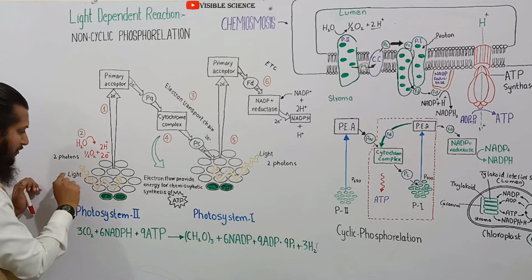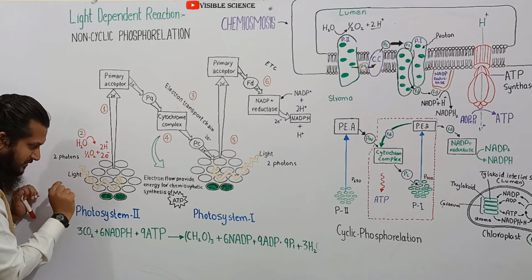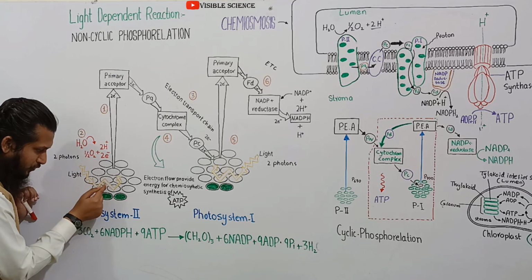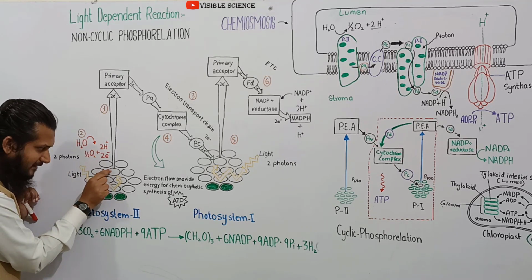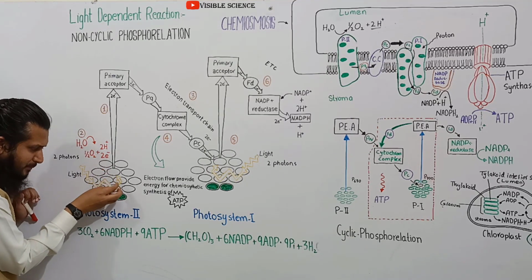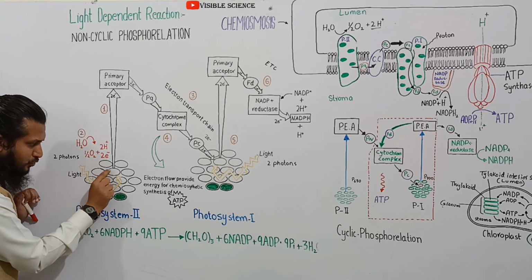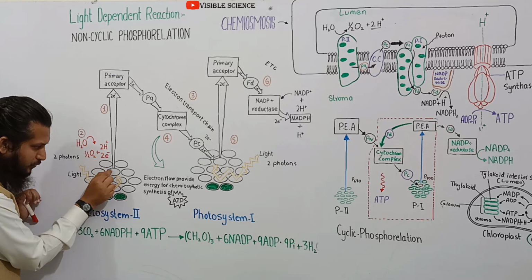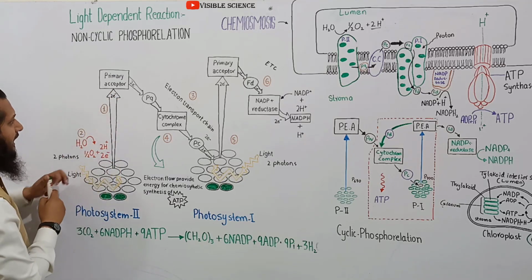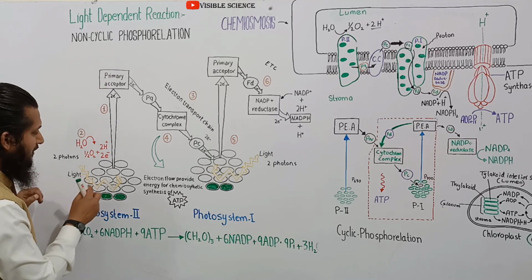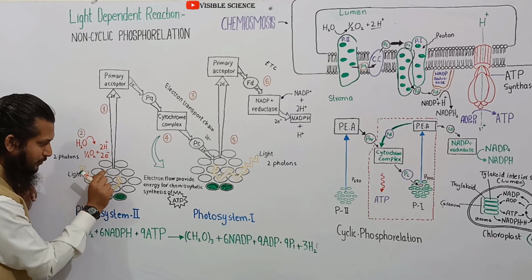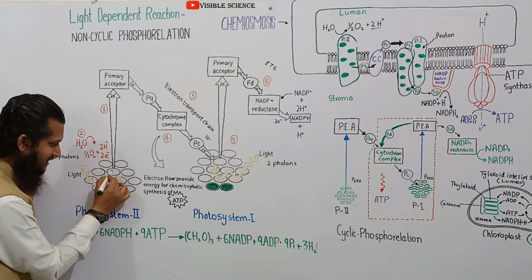The first step, when light falls on the photosystem, the antenna complex of photosystem channel this light energy into reaction center, and in reaction center, by absorbing this light energy, two electrons are excited and go from low to higher energy state, and these two electrons are captured by the primary electron acceptor. When two electrons leave the chlorophyll molecule, the electron holes are generated.